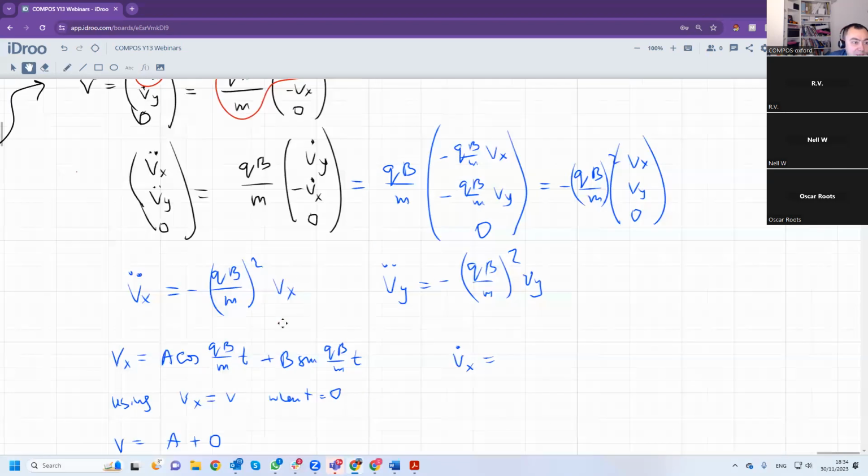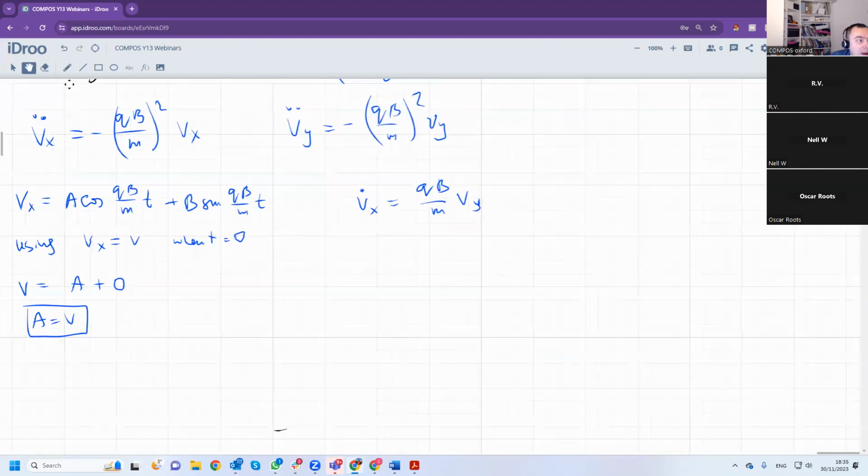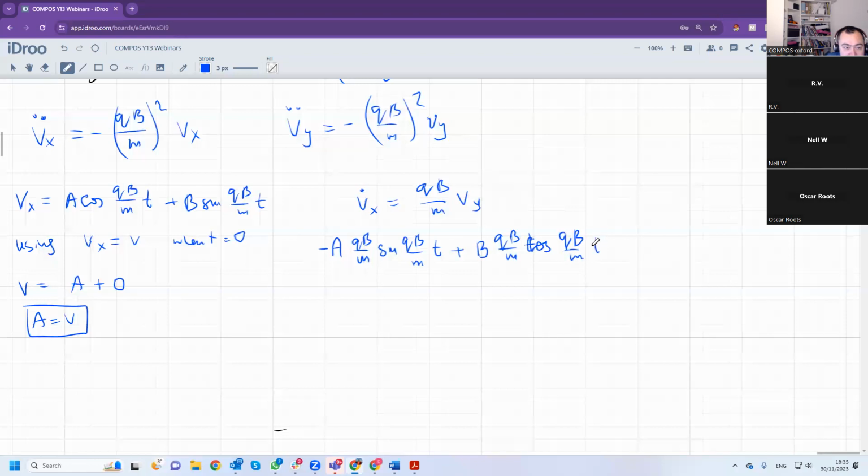Now we find Vx dot, and we already know that Vx dot is QB over M VY. But we differentiate Vx, which is this, and this is going to be minus A QB over M. I'm using the chain rule here, differentiating Vx, and it's sine(QB over M t) plus B QB over M cosine(QB over M t). And that's equal to QB over M VY.